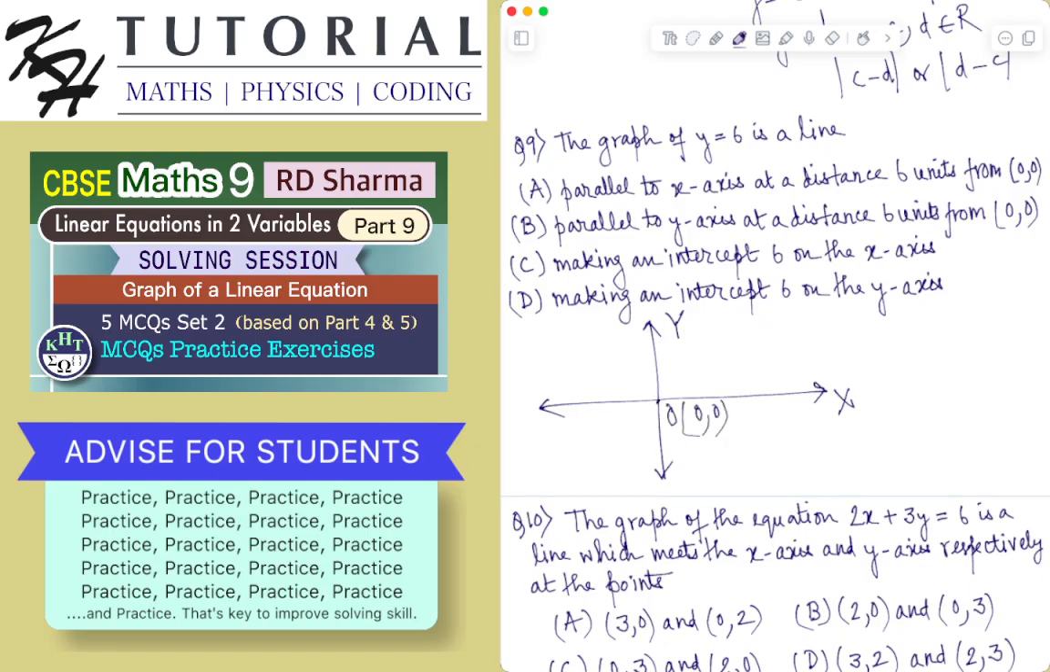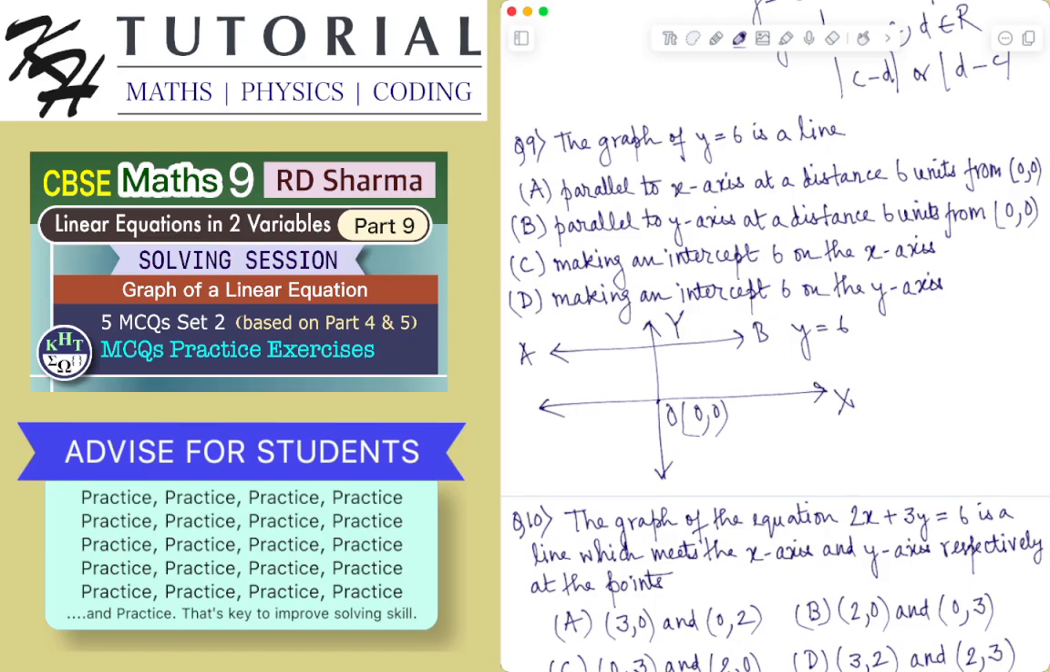So right away, you should be able to draw the graph of the equation y equals 6. Let's say AB is the line of the equation y equals 6, which is a line parallel to the x-axis and at a distance of 6 units from the origin O, and the line lies above the x-axis. Now let's see what the choices are. Choice A, parallel to the x-axis at a distance 6 units from origin (0, 0). This is true.